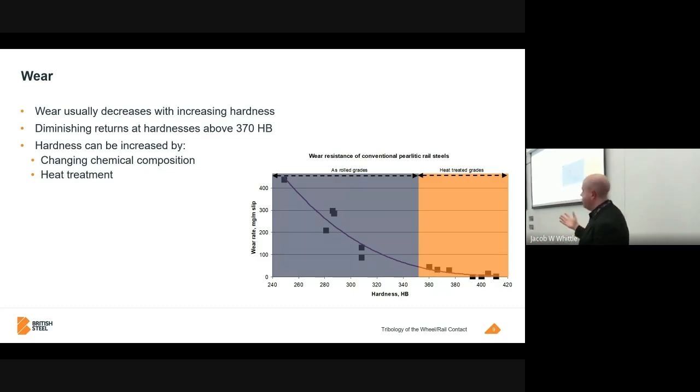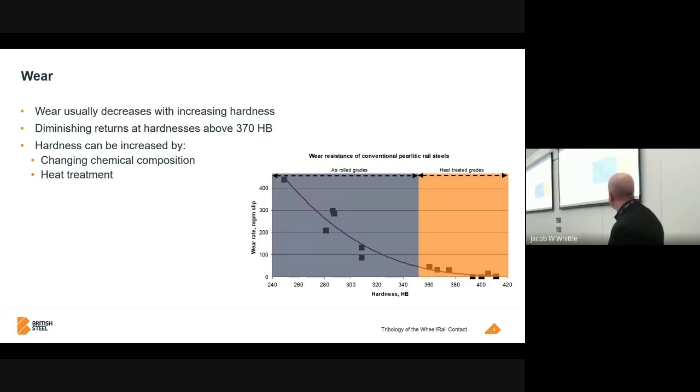And as I said, there's two ways that you can boost the hardness of a rail. You can either microalloy or you can heat treat. And sometimes you can do both as well. Most manufacturers tend to do both.